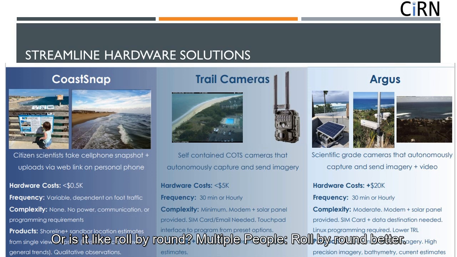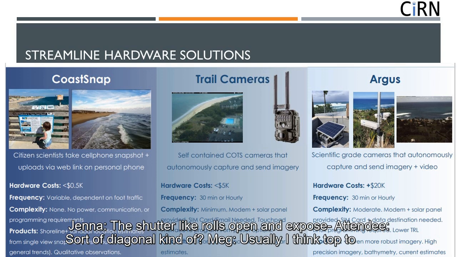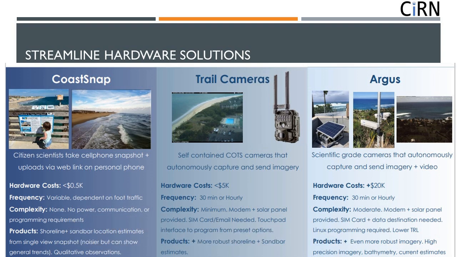The shutter rolls open and it's going through and closing, usually top to bottom. With the global, it's like open all at once.